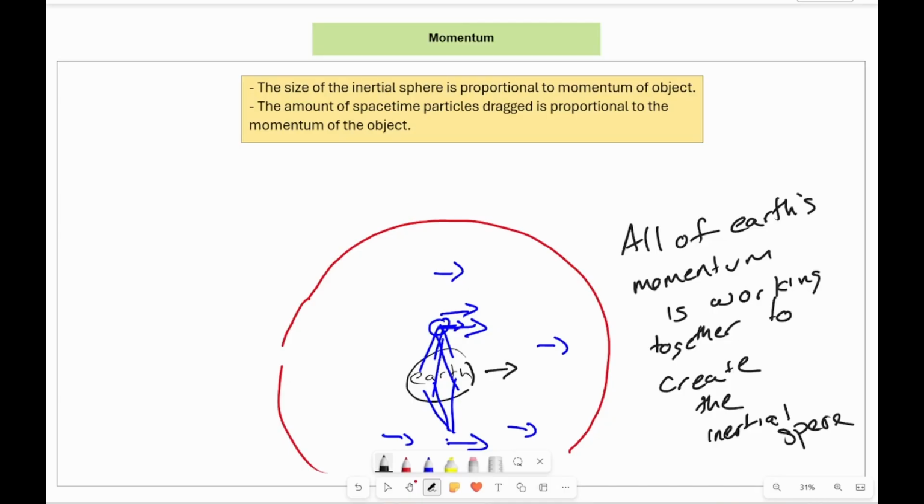And so imagine if you had a small person over here, their inertial sphere is going to be maybe not that big, but it's going to be the same kind of idea, though. It's around the person, we're going to drag space-time with us.